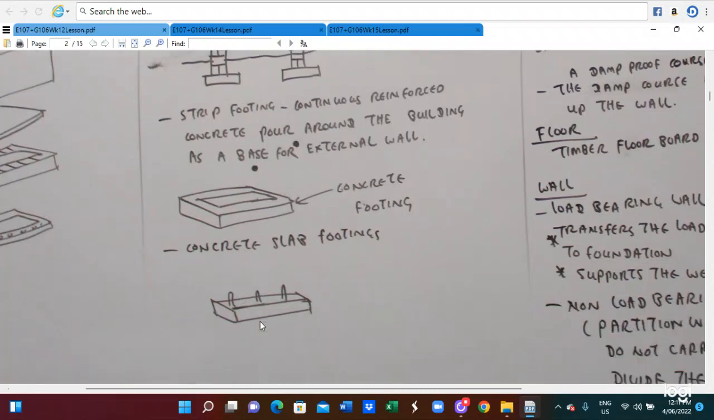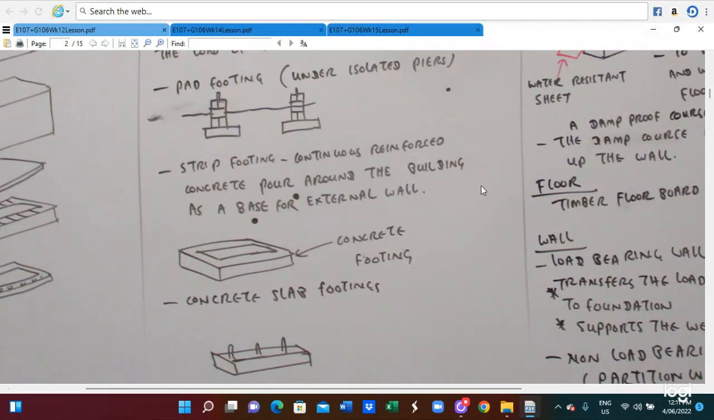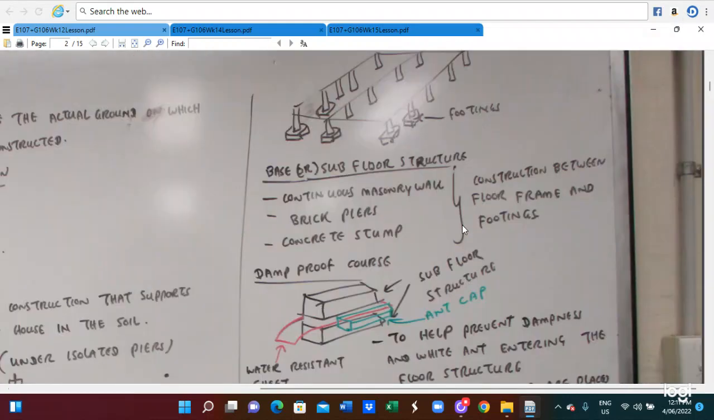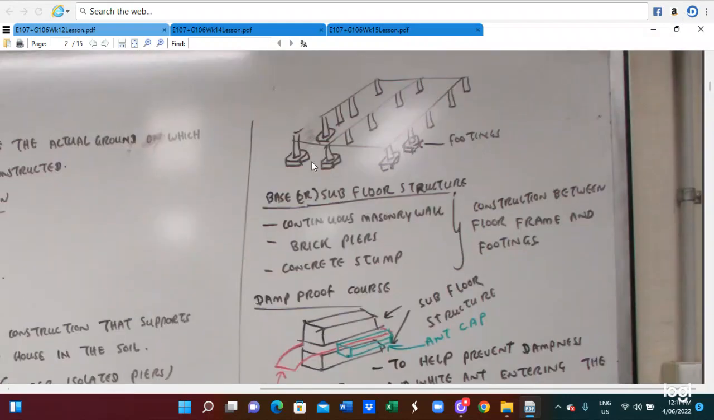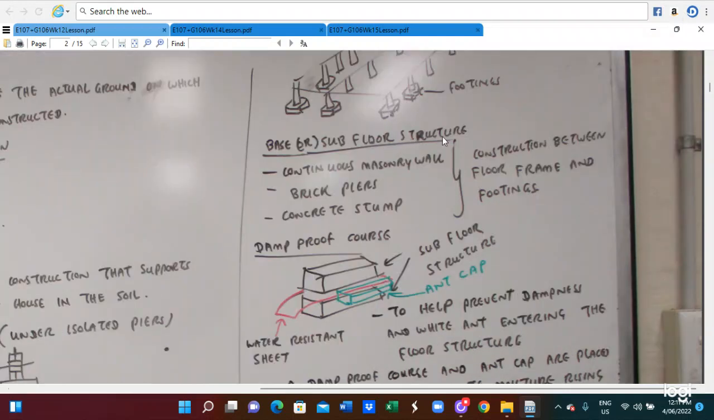So this is a concrete footing, and this is a concrete slab footing. We also have to do this for the footing. We erect the footing on the ground. So this is the base of the floor structure. This floor structure is a continuous masonry wall, brick layer, or concrete slab. So this is the construction of the building floor frame and the footing.